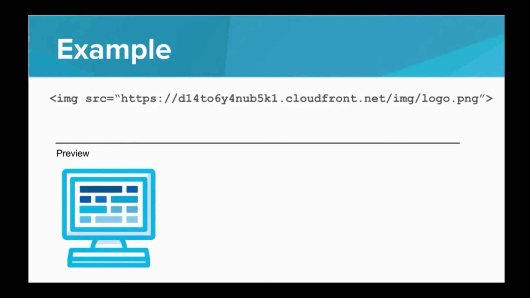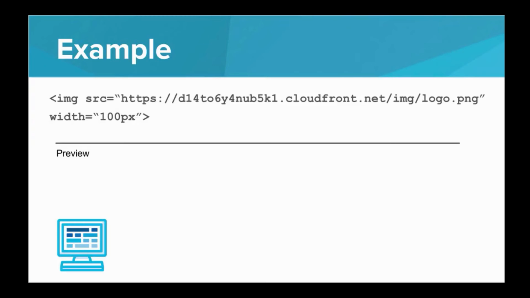Let's look at an example. So here we have an image, and we have specified the source attribute to pull an image from that URL. And the result is the CodeHS logo. Now we can add a width attribute of 100 pixels, and that will shrink the image. You can see that the height shrunk along with it.